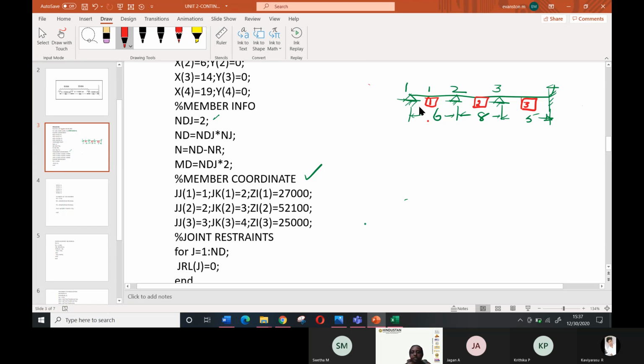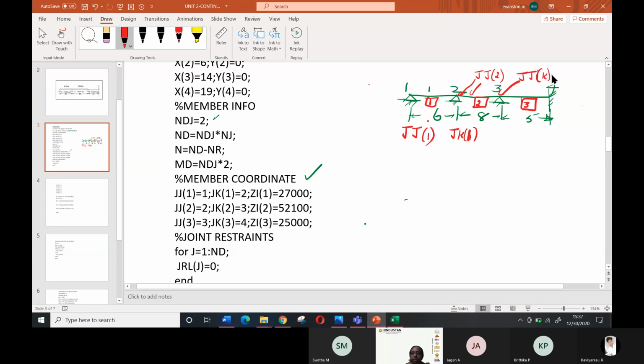That is this end, I'll call it as the first member. If you take it, it is JJ of 1. This is the first member. Then this is JK of 1. The member is 1. And if you take the second member, JJ of 2, and this end is 2. This is JK, JJ. You can use any notation because this is a program I have developed.